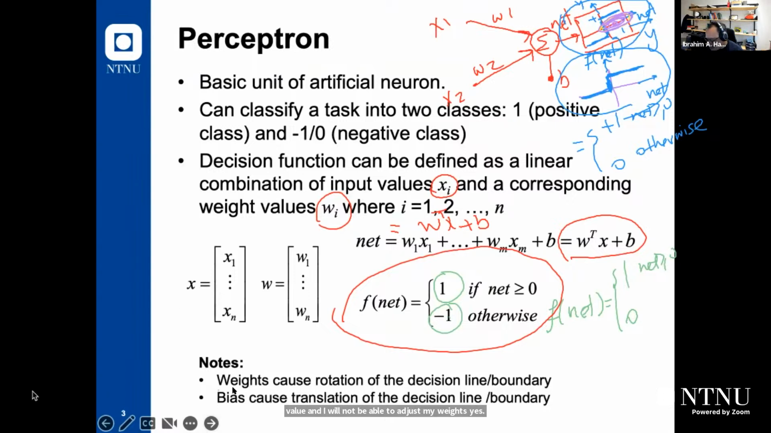Here, the weights cause rotation of the decision line, and the bias causes translation of the decision line. It will translate the decision line up and down, and the weights will cause rotation. Just imagine those weights are the slope of the line. When you adjust omega 1 and omega 2, you will change the slope of the line, so the decision boundary will rotate in your x and y coordinates. It will make your line rotate, but the bias will translate your decision line. It will go up and down.